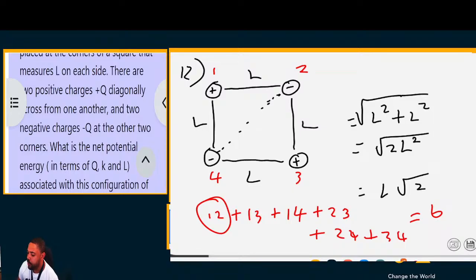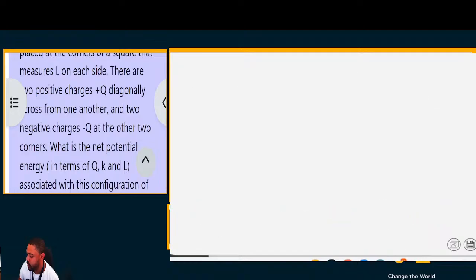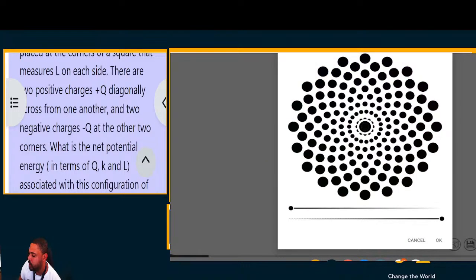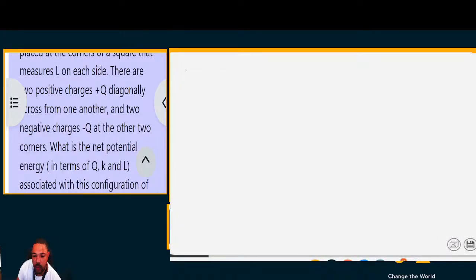Now the total energy would be the energy of these six pairings. So the total energy of that configuration would be, let's try this and see, U total.